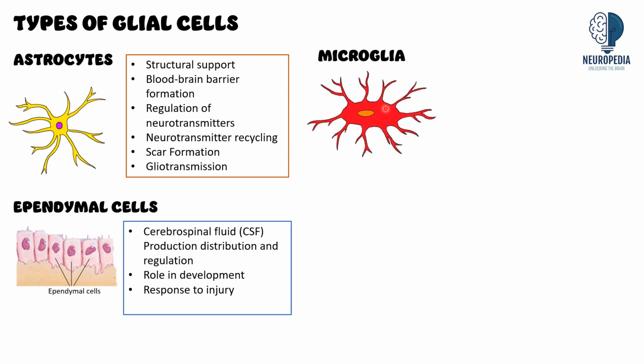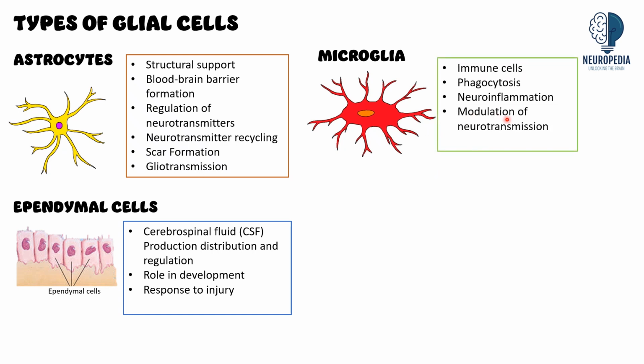Microglia. Microglia are a type of glial cell that serve as the resident immune cells of the central nervous system. They play a critical role in the immune response, inflammation, and maintenance of the neural tissue. Let's study more about this microglia. These are the immune cells. That means they are involved in the defense system.